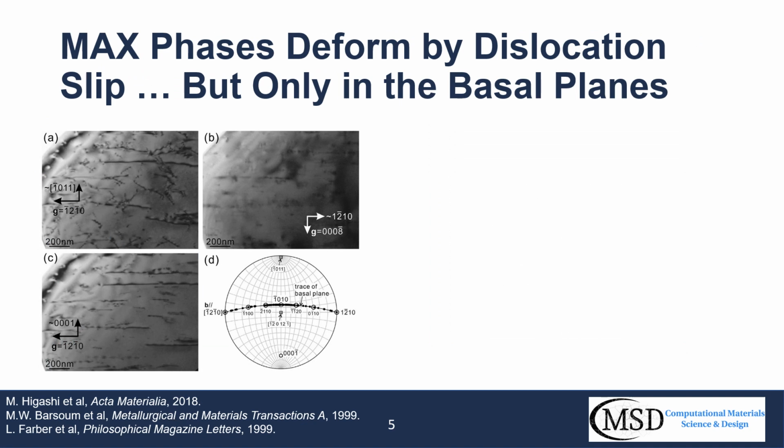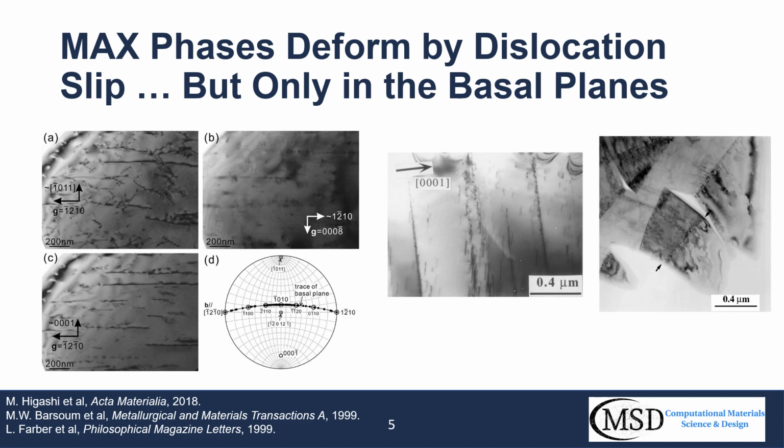So moving on more to MAX phase deformation properties. MAX phases are pretty well known to deform primarily by dislocation slip, but the unique thing about this is that these dislocations are only contained within their basal planes, so the direction along which the layers stack. This has been shown in various TEM studies where all the dislocations have been mapped and they fall along the trace of the basal planes.